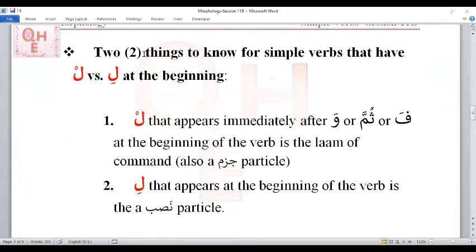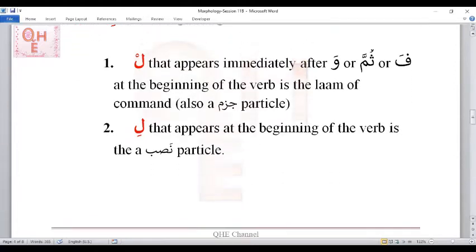Okay. There are two things that we should know for simple verbs that have lam sakina versus lam kasra at the beginning. If I see a verb that starts with lam sakina, which appears immediately after waw or thumma or fa at the beginning of the verb, that lam sakina is actually the lam of command. It does not come as lam kasra, it just comes as lam sakina. And also we should know this is a jazm particle. But if I see clearly a lam kasra at the beginning of a verb, then I should know that is a nasb particle. Okay. Let's look into a couple of examples, inshallah.